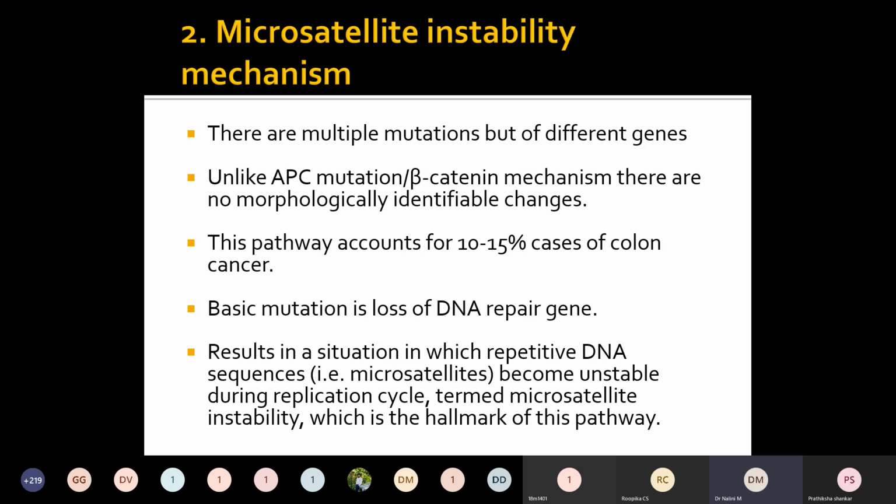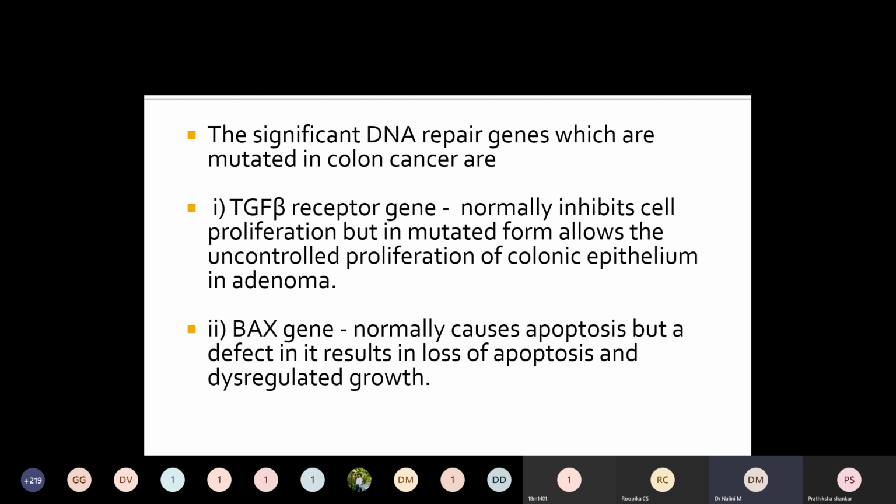Here the basic mutation is the loss of the DNA repair gene, resulting in repetitive DNA sequences, what we call microsatellites. They become unstable during replication, and this is the hallmark of this pathway. That's why it is called the microsatellite instability mechanism. The significance of DNA repair is seen in the TGF beta receptor gene and the BAX gene. These are the two important genes implicated in this mechanism.